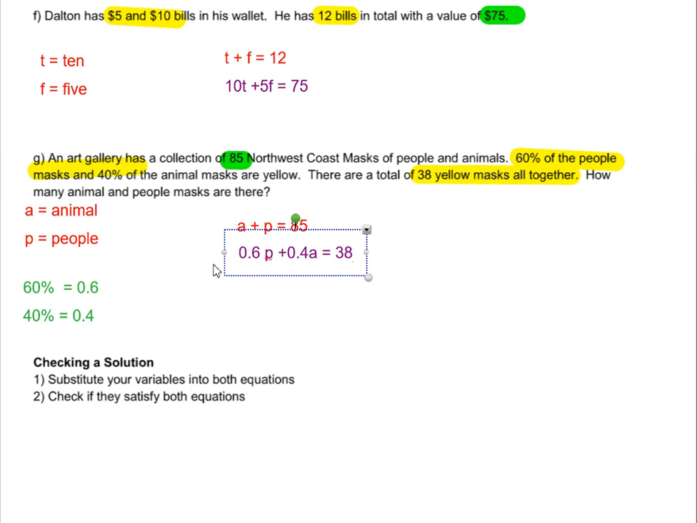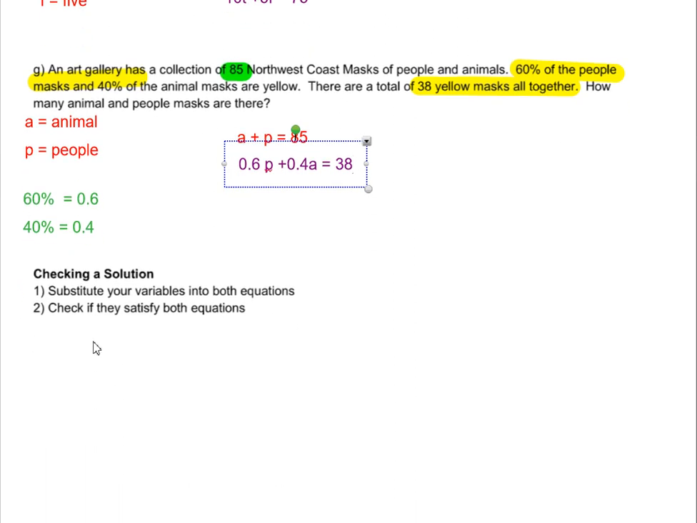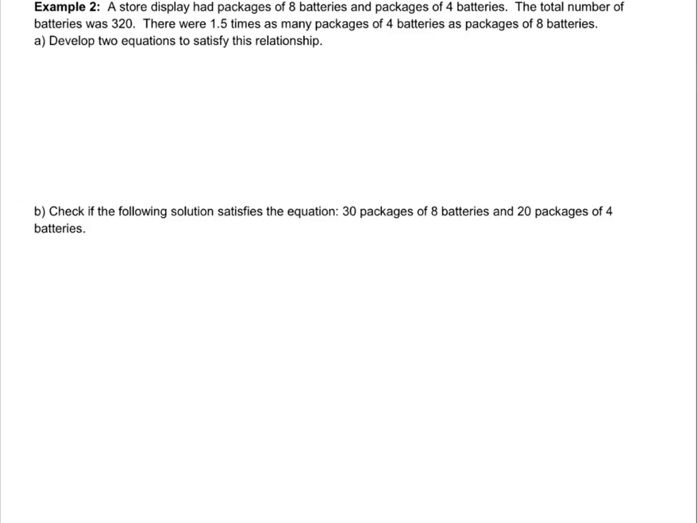When we have a system of linear equations, the way that you can check your solution to make sure it's correct is by substituting your variables into both equations and checking if they satisfy both equations. So for the next example, example 2 says a store display had packages of 8 batteries and 4 batteries. The total number of batteries is 320. So first we're going to identify our variables, write our equations, and then check our solutions.